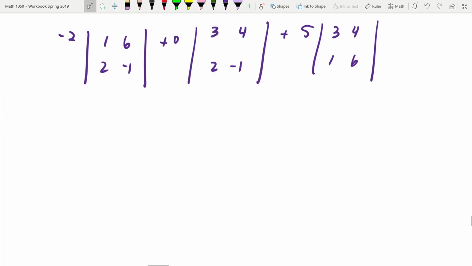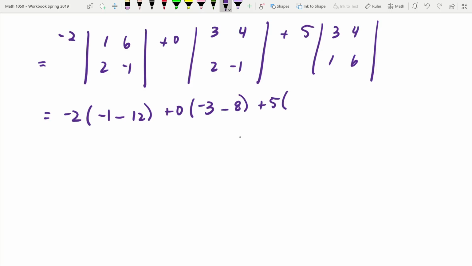Now do the cross multiply thing. So you have a negative 2 times 1 times negative 1 is a negative 1 minus 6 times 2 is a 12, plus 0 times 3 times negative 1 is a negative 3 minus 4 times 2 is 8, plus 5 times 6 times 3 is 18 minus 1 times 4 is 4. Grab your calculator. And you get 96. That's your answer.